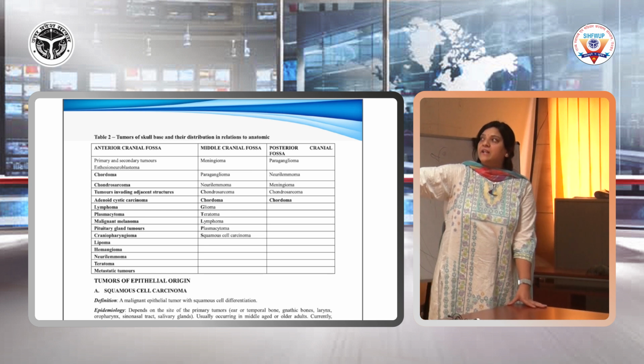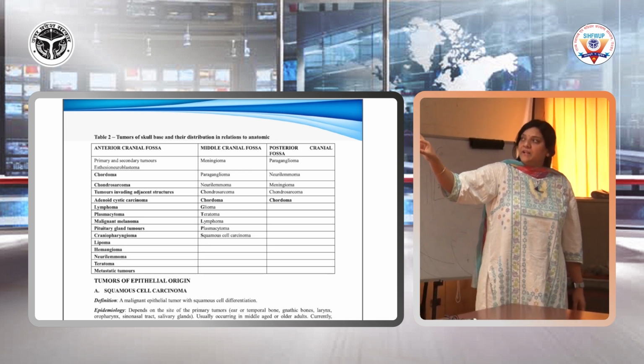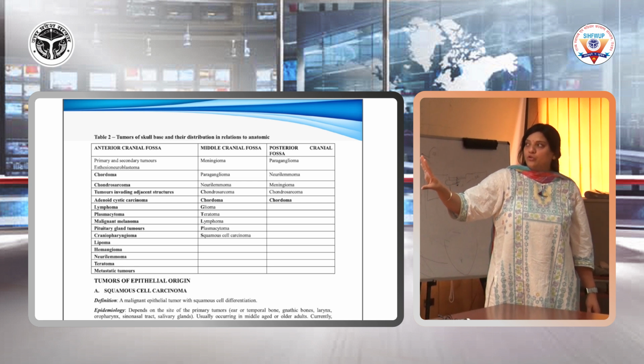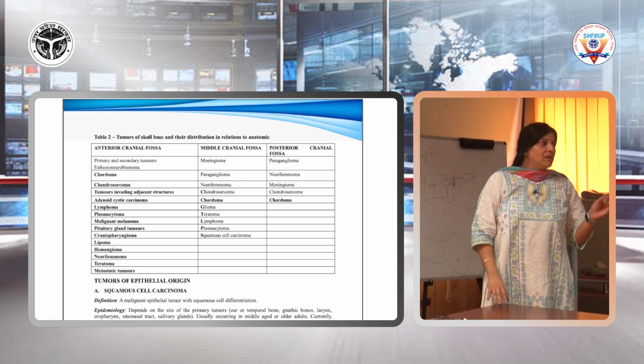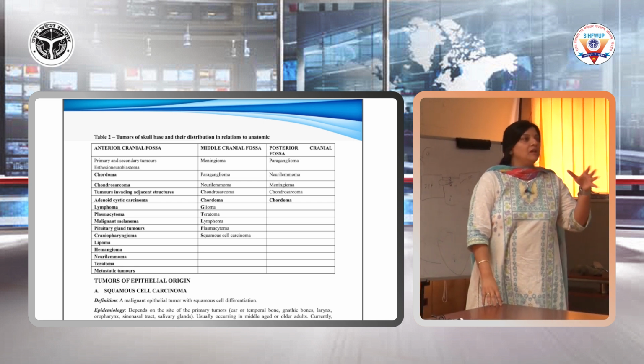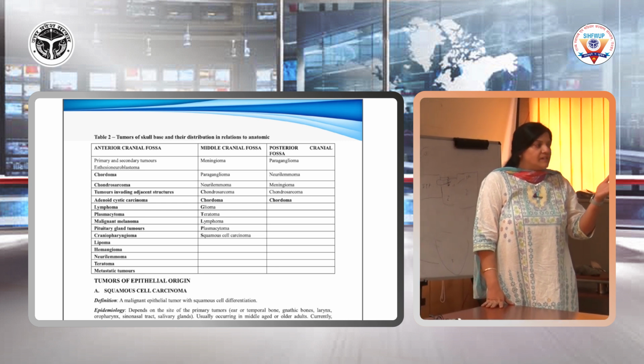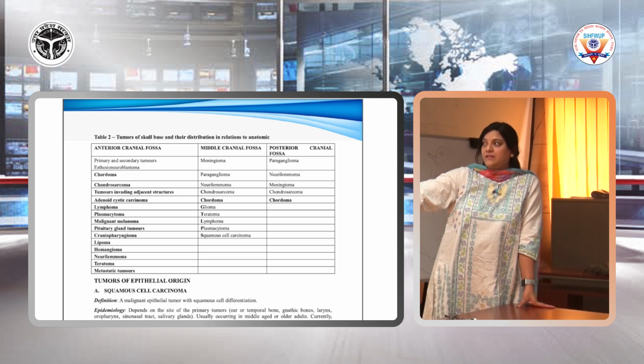Now this classification deals only with the tumors of the anterior, middle and posterior cranial fossa. For example, in the anterior cranial fossa, we have primary and secondary tumors, esthesioneuroblastoma, chordoma, chondrosarcoma. These tumors are classified according to the tissues that are involved. For example, if soft tissue is involved, neural tissue is involved, fat is involved, blood vessels are involved, tumors are classified like this.